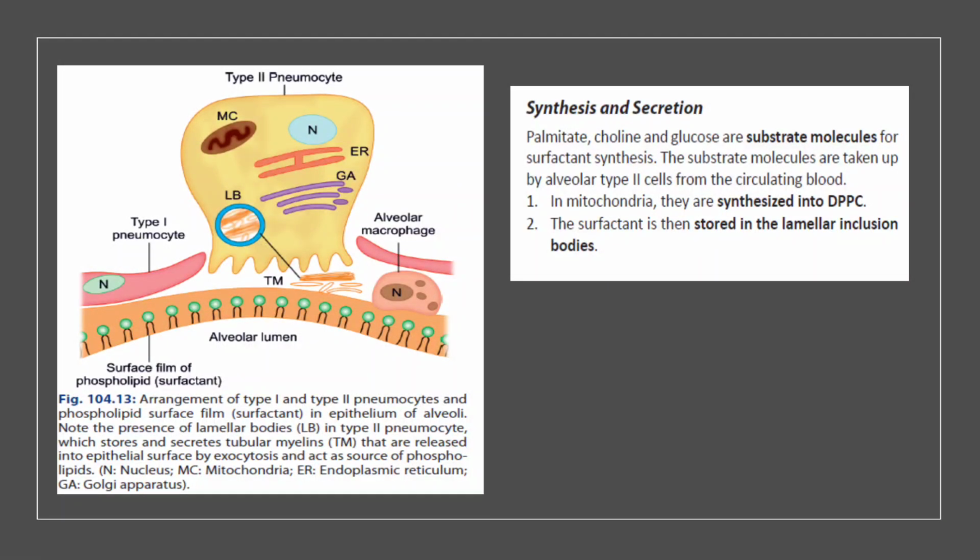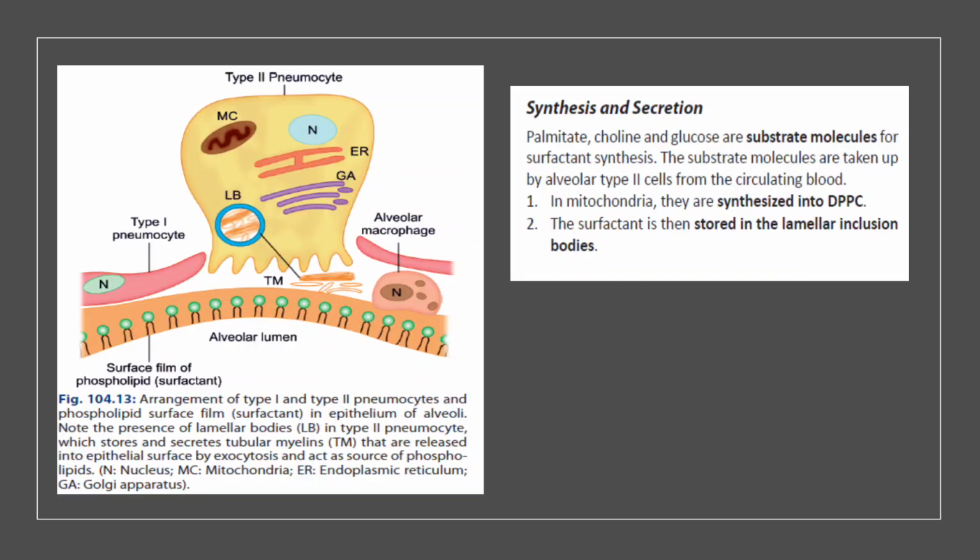We know that there are two types of cells in the alveolar epithelium, type 1 and type 2 cells. Type 2 cells are metabolically more active and contain more mitochondria, and they have a special histological feature, that they have the electron dense lamellar inclusion bodies or lamellar bodies. We can see here these type 2 pneumocytes containing the lamellar bodies. Now, what is actually present inside the lamellar body?